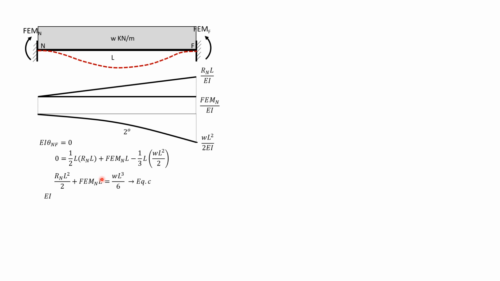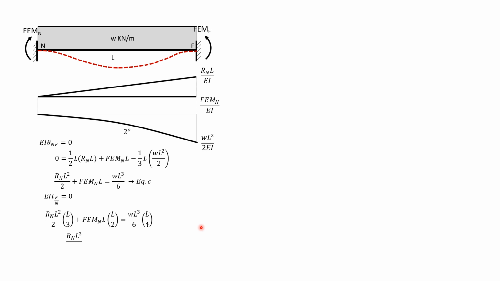Then EI deviation of F relative to N equals 0. This time, it's the moment of areas with respect to F. So we just multiply these terms, because these are areas, by the moment arms. So Rn L squared over 2, the distance from F is L over 3. Fixed moment near L times L over 2. Then WL cubed over 6 times L over 4, because this is second degree, so the distance is L over (second degree plus 2), so L over 4.